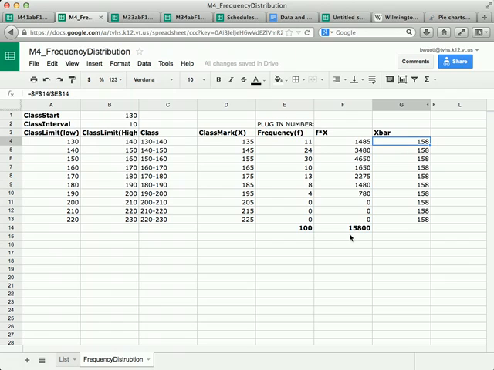It's dividing those two things, and it's approximating the average of all of these employees' salaries based off of the class marks. So it's an approximation because we didn't really know all of those 11 employees earned $135 a week. We just knew that that would be the midpoint of what they all earned. So that's why it's an approximation.